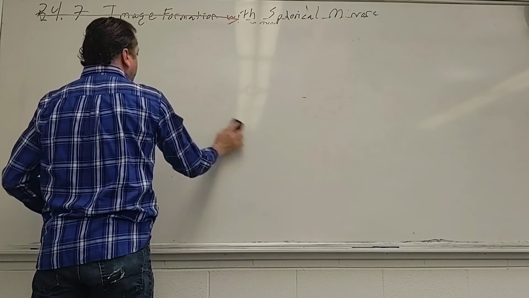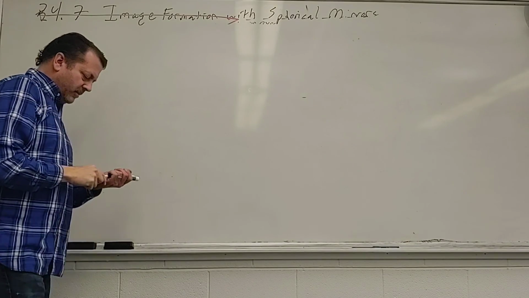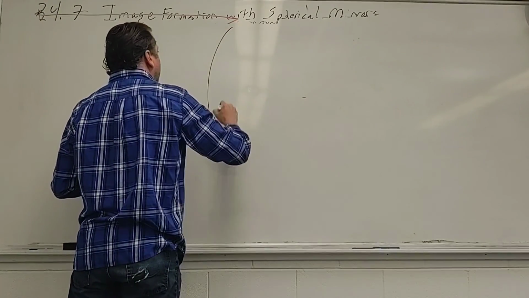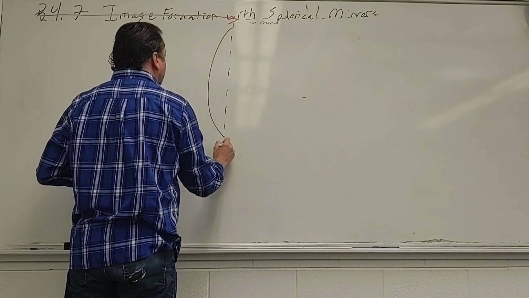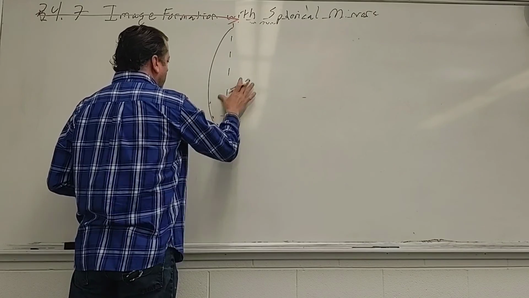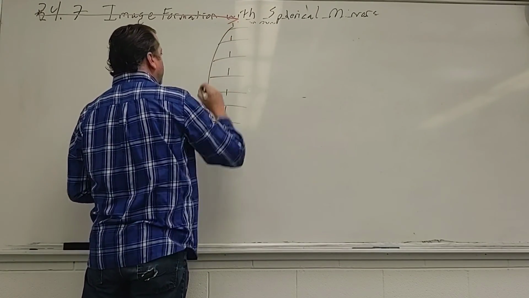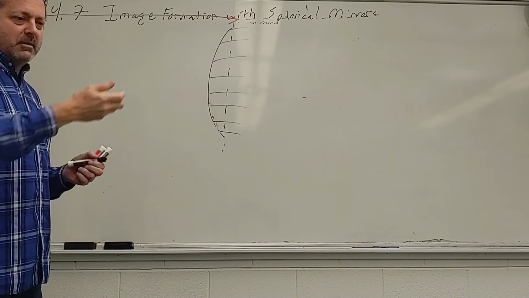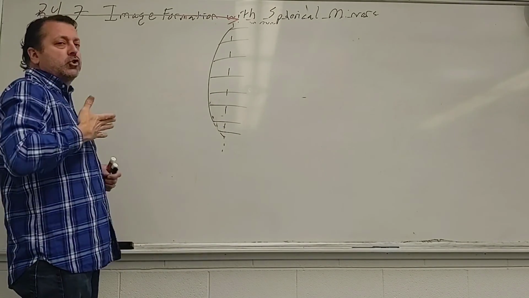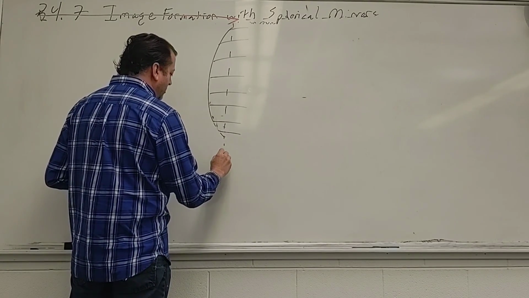I'll erase most of this because I want to do a diverging mirror. So a diverging mirror would look something like that. It's the back side of that spoon, if you want to think of it. It's nice and shiny. It bulges towards you. Now this will be the mirror axis.